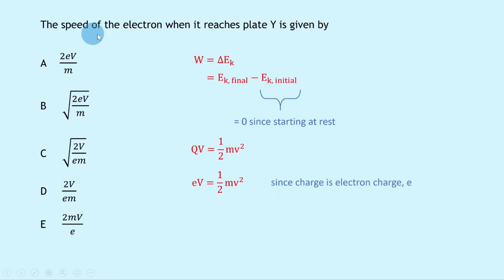And we're asked for the speed of the electron, so we're going to rearrange for v squared, and then take the square root in order to get v on its own. So let's multiply both sides by 2 to get rid of this fraction, and then divide by the mass. So we get v squared equals 2eV over m, and let's take the square root to get v equals the square root of 2eV over m, which gives us the answer B here.